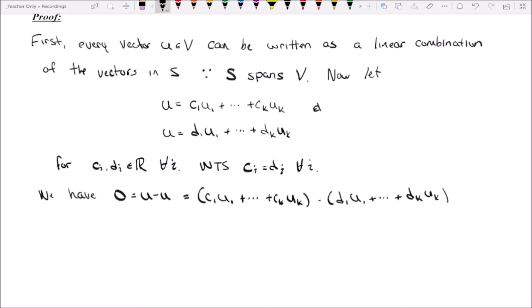Right? Now again, V is a vector space. Since S is a basis for V, that would mean that all of the vectors in S are also in V. So these U1, these Ui's, are all vectors in a vector space. This allows us to write this as (C1 minus D1)U1 plus so on and so forth plus (Ck minus Dk)Uk. But again, remember, this is equal to 0.